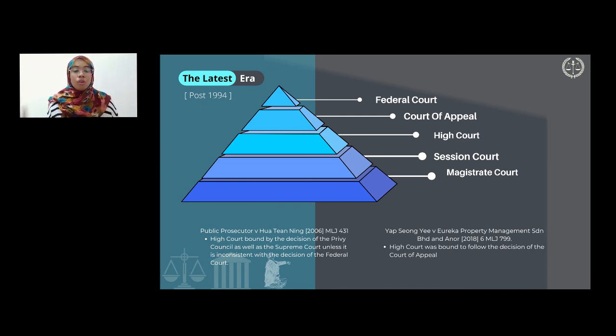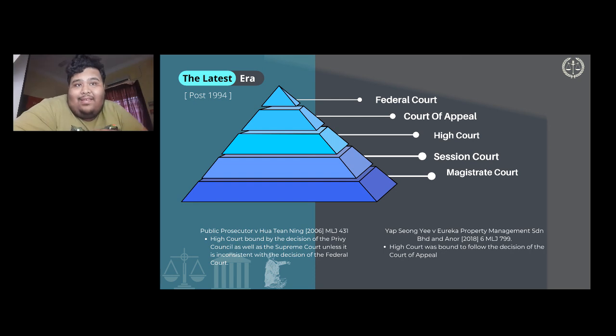So for the High Court, as mentioned before in the first era, they are not bound by their own decision. They never made any precedent. Based on stare decisis, there is no difference between a High Court judge exercising an appellate jurisdiction and one exercising original jurisdiction. The Privy Council's and Supreme Court's rulings were also binding on the High Court unless they were conflicting with the Federal Court's ruling.